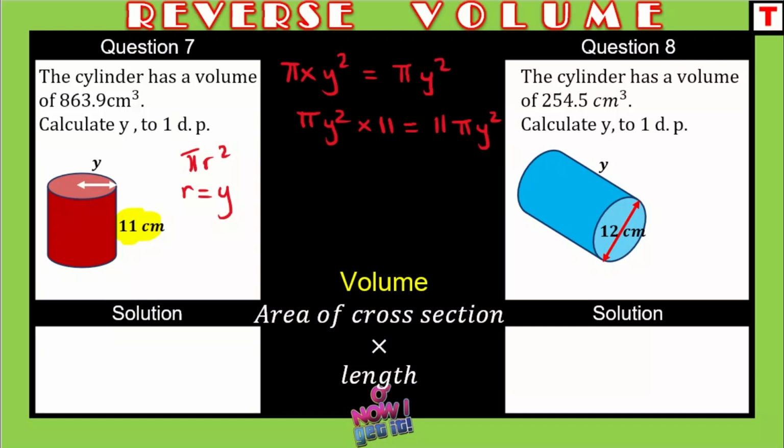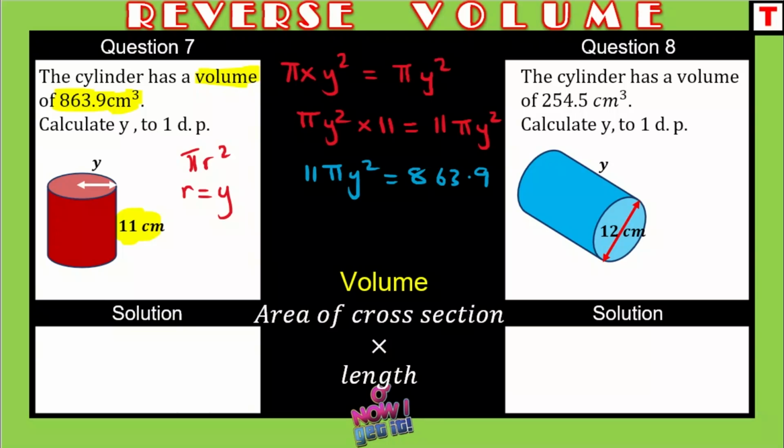But we have also been told what the volume of the cylinder is as a value. So these two expressions must be equal. Therefore, 11 pi y squared is going to be equal to 863.9. And I want to divide both sides to get y squared first. To get y squared first, I am going to be dividing both sides by 11 pi.